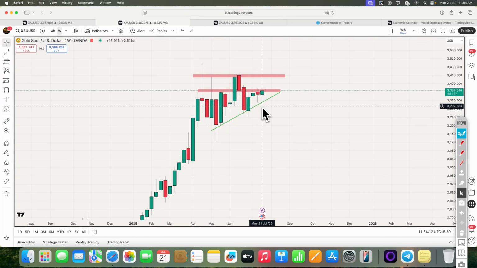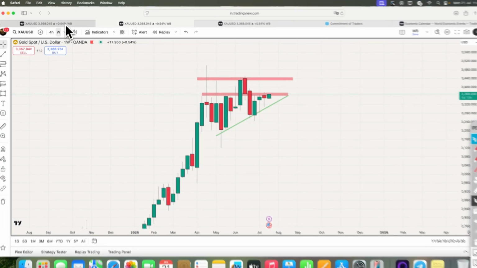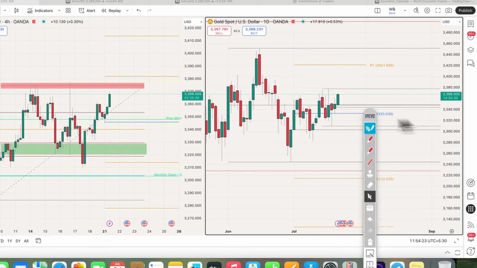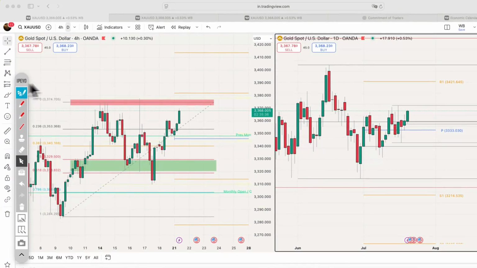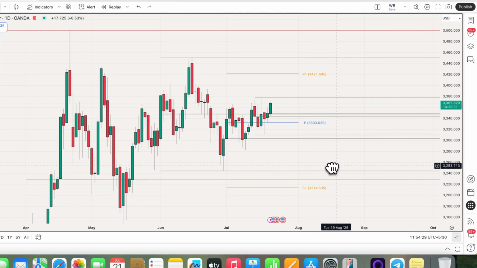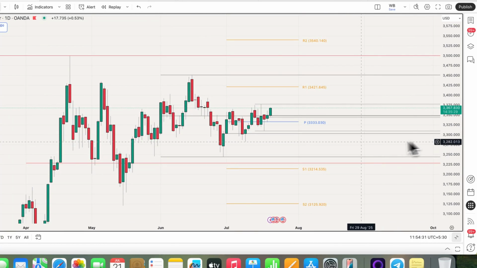So we have to consider and take care of that for the current trading week. Now let's move on to the daily time frame. On the daily time frame, you can see right over here, this is the daily time frame and we are currently on the live chart.